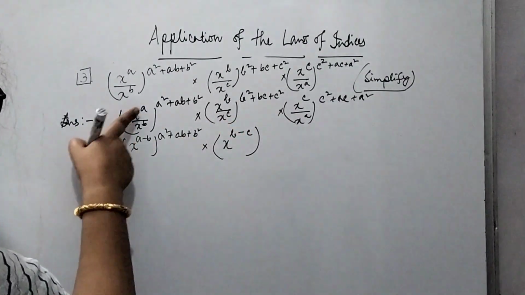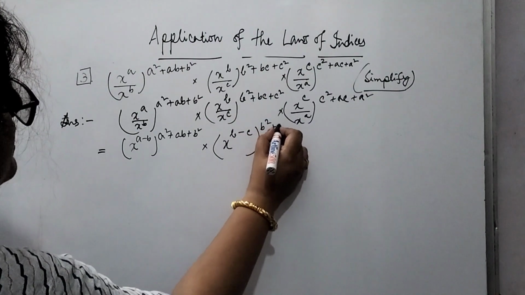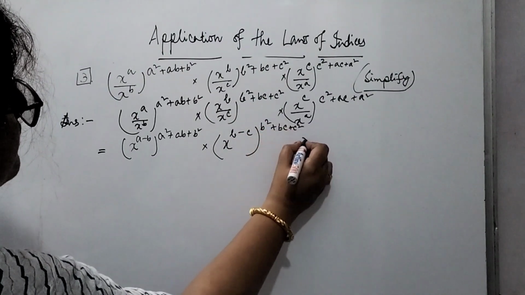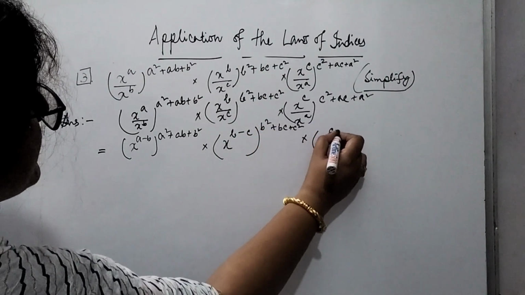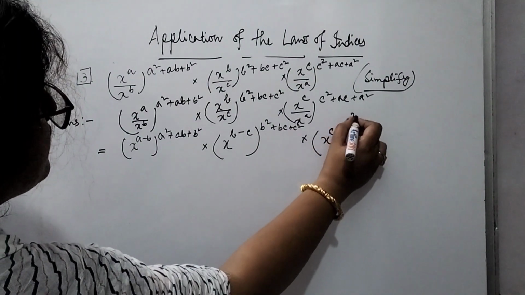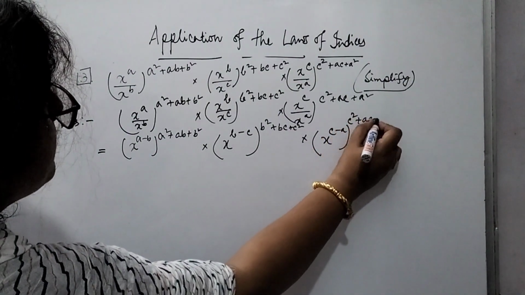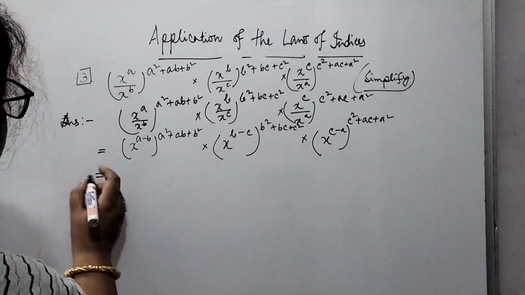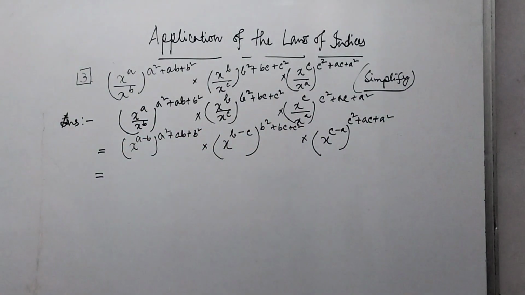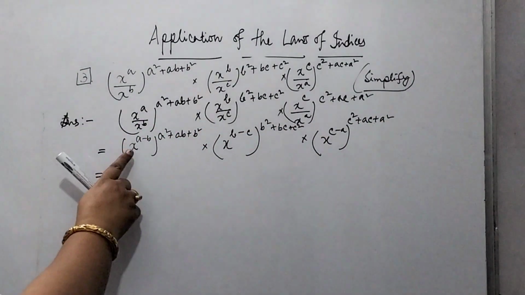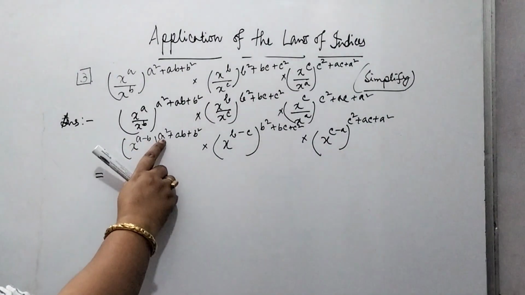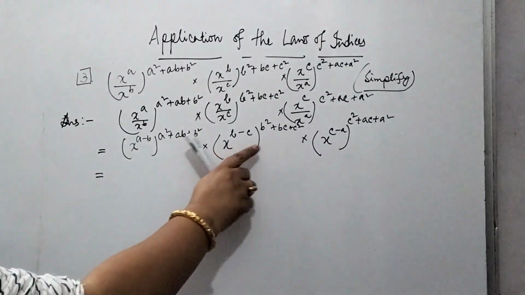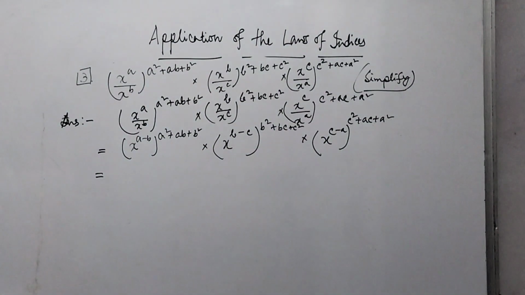b minus c, and here b square plus bc plus c square, and x to the power c minus a in the third term to the power c square plus ac plus a square, right? Now which structure do you get? You are getting the structure x to the power a minus b whole to the power a square plus ab plus b square and so on, right? This type of structure. Now just pause the video and think which law will be applied here.